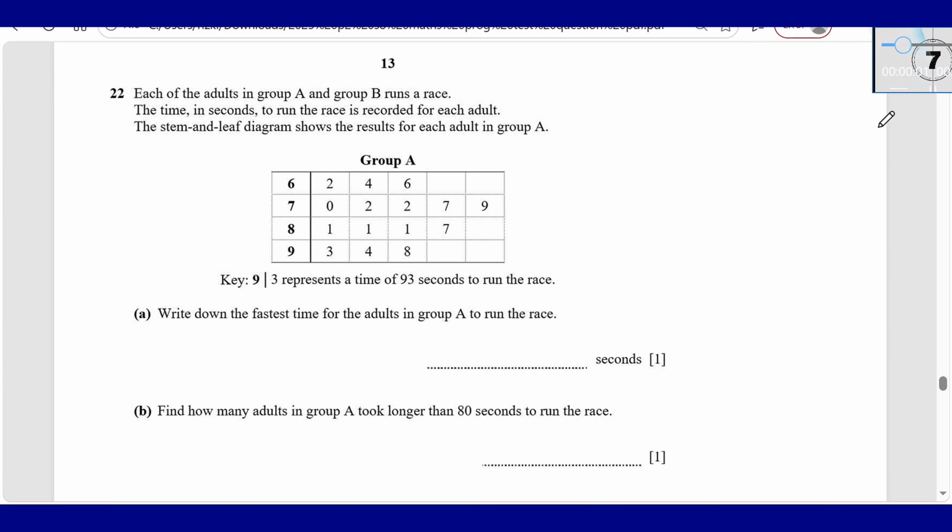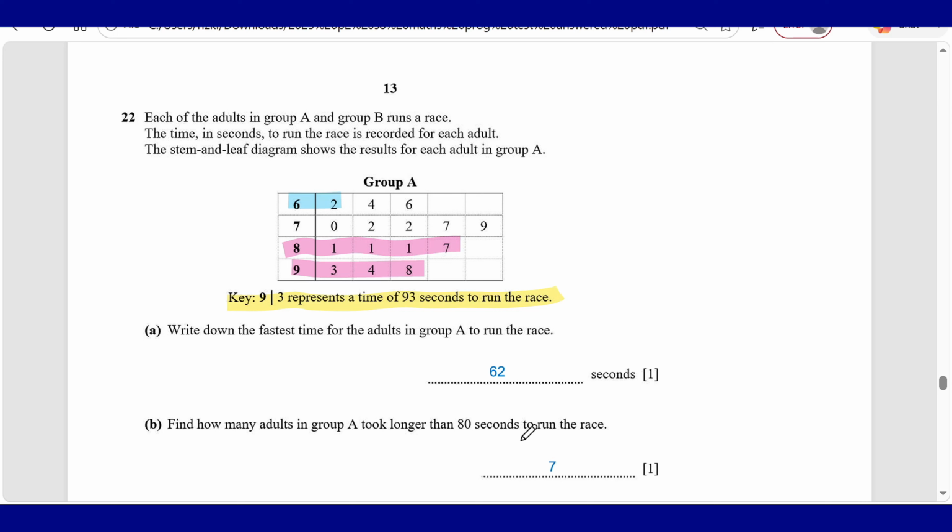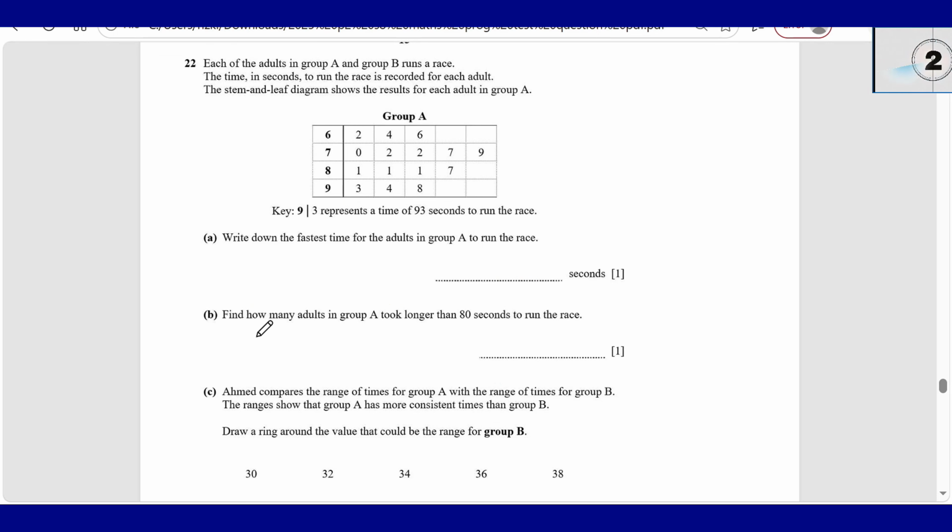Let's see, when the timer returns to 0, we'll reveal the answer. Okay, let's check it out guys. Well, longer than 80 means 81, 81, 87, 93, 94, 98. So this is 1 2 3 4 5 6 7, 7 people. Alright, next.